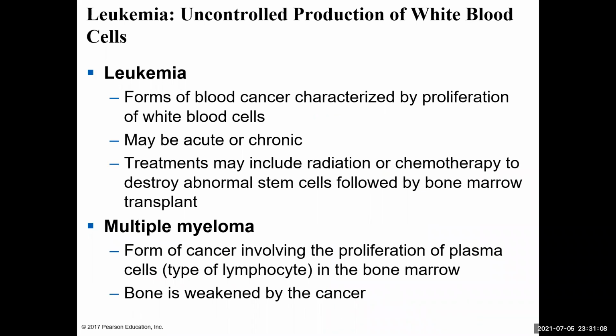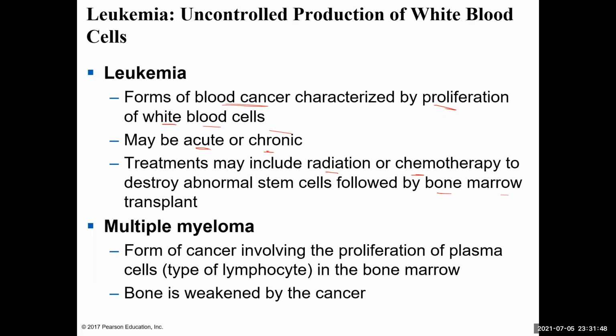Now, another big disease of the blood is leukemia. And so this is where you basically have a proliferation of white blood cells. So this is actually a type of blood cancer. You can have acute leukemia or you can have chronic, depending on the type and the stage. You'll either have radiation or chemotherapy or a combination of both. And you will also have bone marrow transplants to kind of help stabilize the overproduction of those white blood cells.